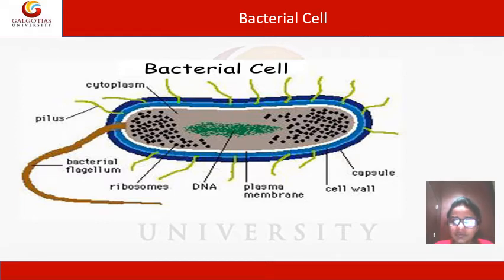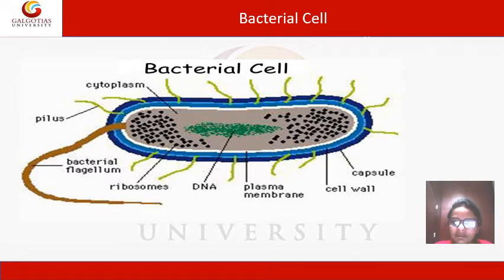Now we come to the middle layer, which is present after the dark blue color, in a little white color. You can see that layer is known as the cell wall. This cell wall is responsible for the shape of the bacteria. This is a rigid layer, so that's why it is maintaining the shape of the bacterial cell.